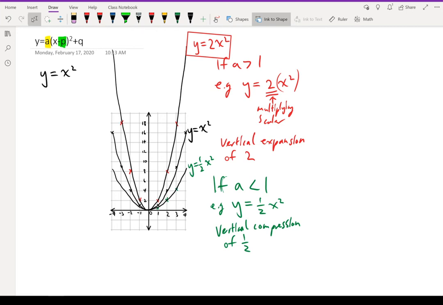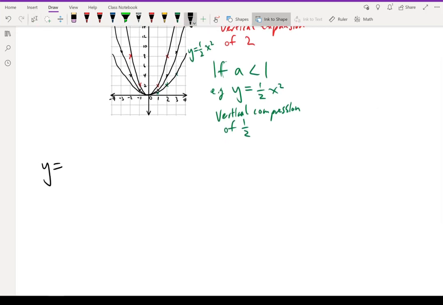Now I want to clear up some misunderstanding on the minus p. Let's talk about y equals x minus p whole squared plus q. I'm going to get rid of the a right now. For the plus q, you all know it's very simple. If the value is positive, it's going to be an upward shift. If the value is negative, it's going to be a downward shift. But what about the p?